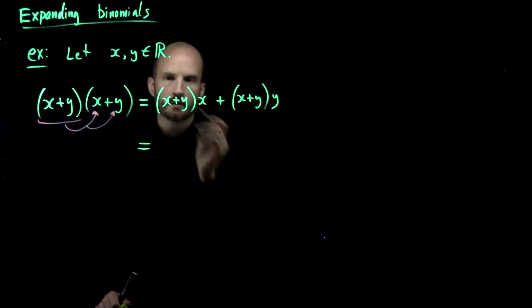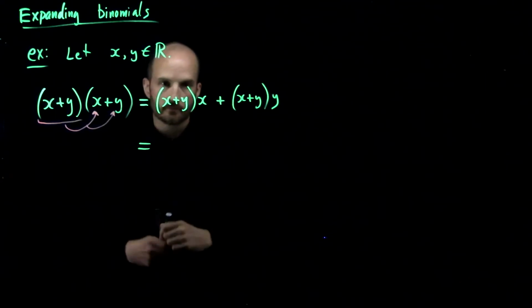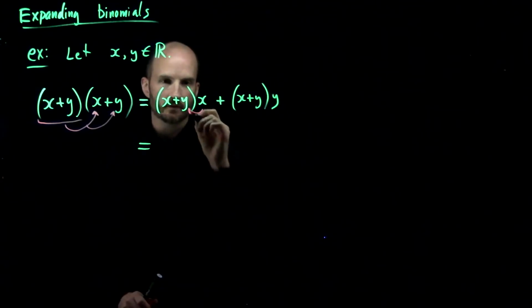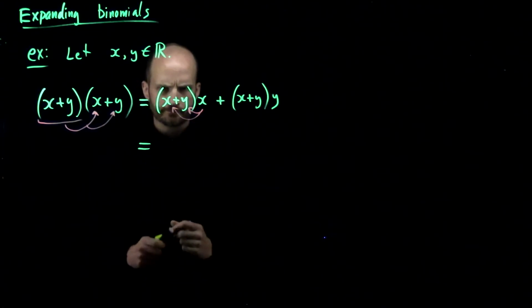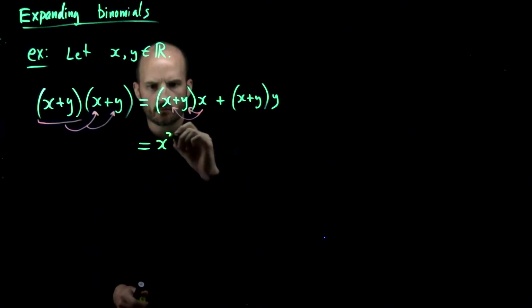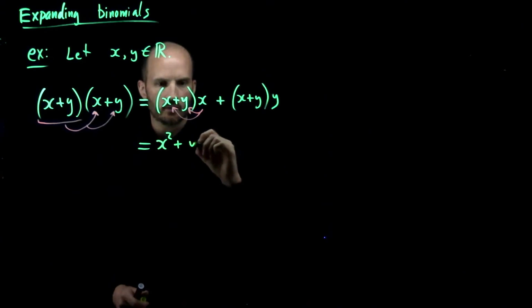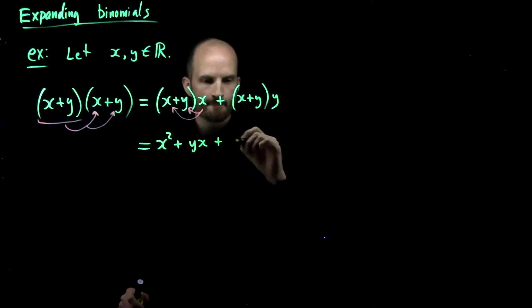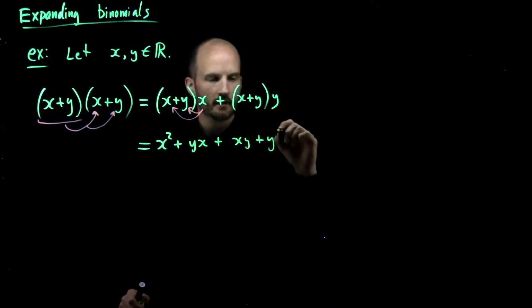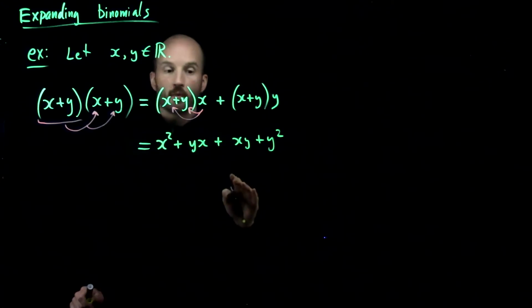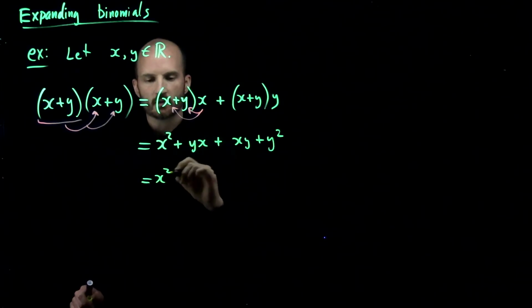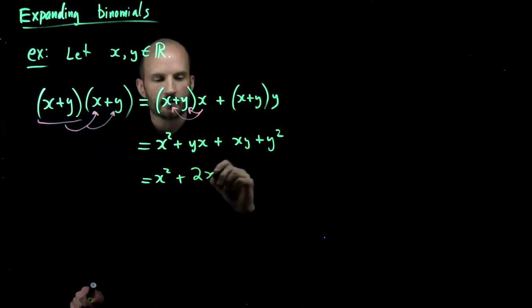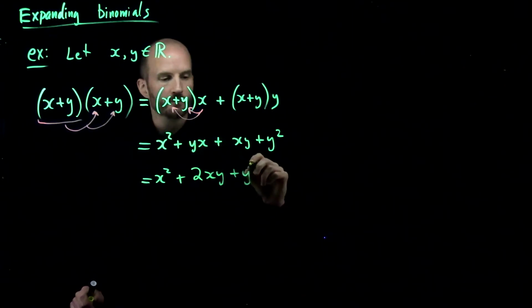Okay, then you do the distribution the other way. This x is going in there and there, and likewise with the y here. What do you get? You get x squared plus yx plus xy plus y squared. When we're talking about real numbers, these products are the same, right? So we get x squared plus 2xy plus y squared.